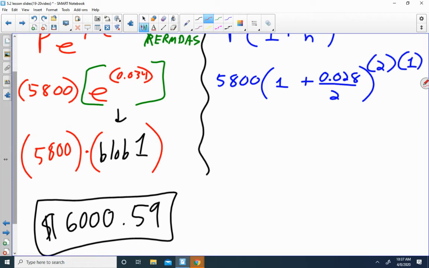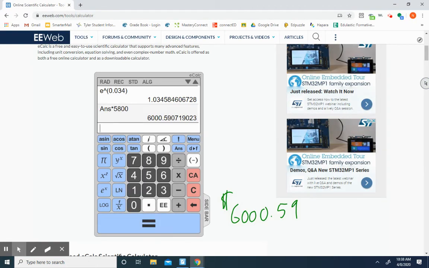Well, first off, the power, 2 times 1, is just going to give you 2, so we don't really need this 1 here anymore. That simplifies that. And it looks like we can do order of operations. We got to follow PERMDIS again. Parentheses going first. So let's go ahead and do this part, 0.028 divided by 2. Go ahead and go to the calculator and compute that. So 0.028, we're going to divide that by 2. Oh, that's actually a nice decimal.